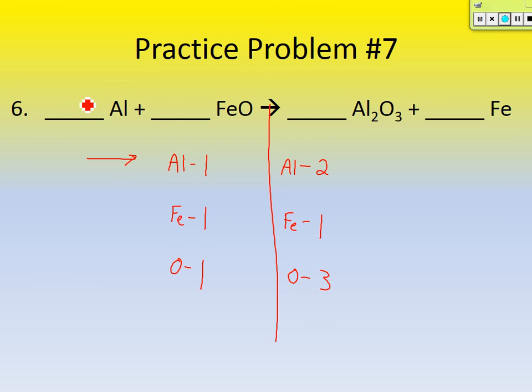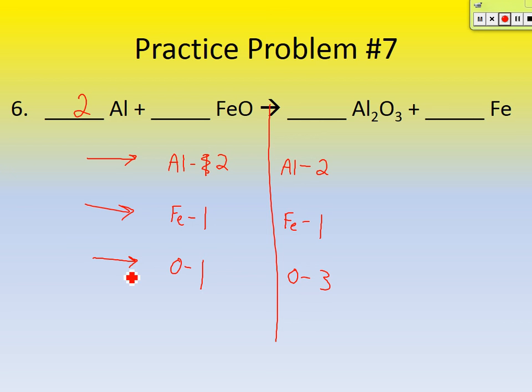What do I need right here? A 2. Coefficient of 2. That's 2 times 1 is 2. Now my aluminums are balanced. So let's go to the next one. Irons, are they already balanced? 1 and 1. Okay, let's move on. Let's go to oxygen. 1 and 3, is it balanced? No.